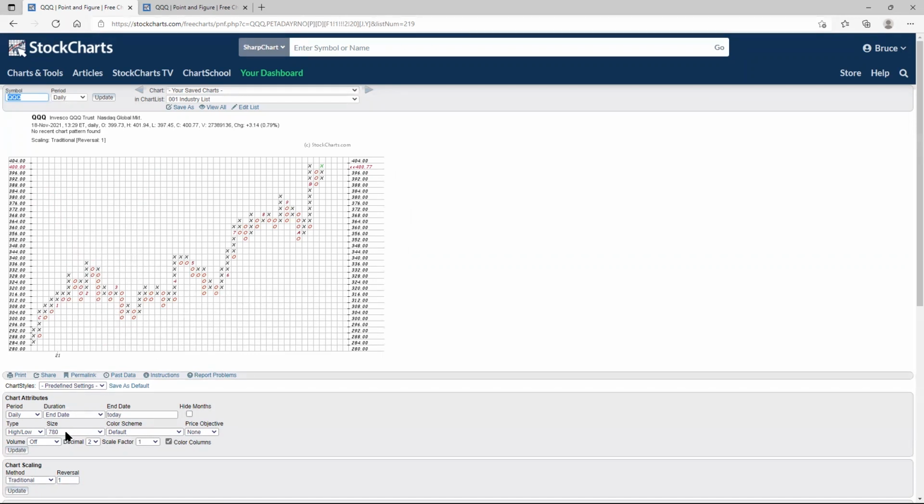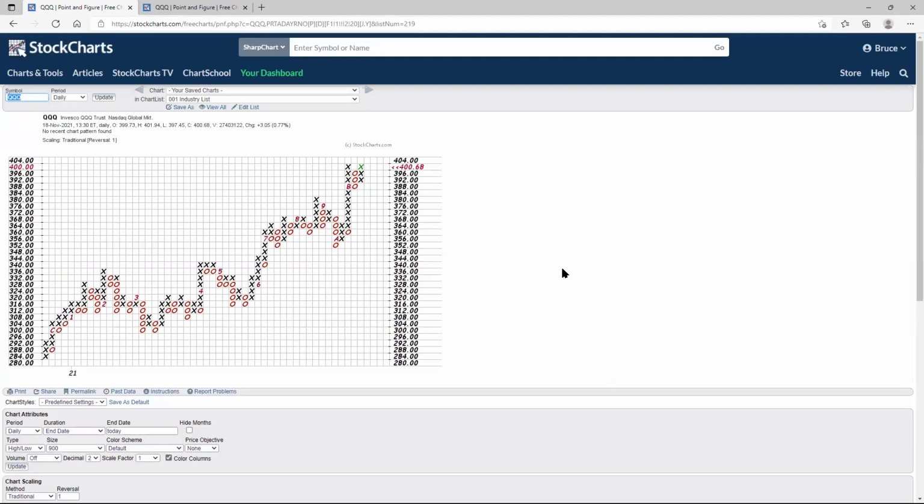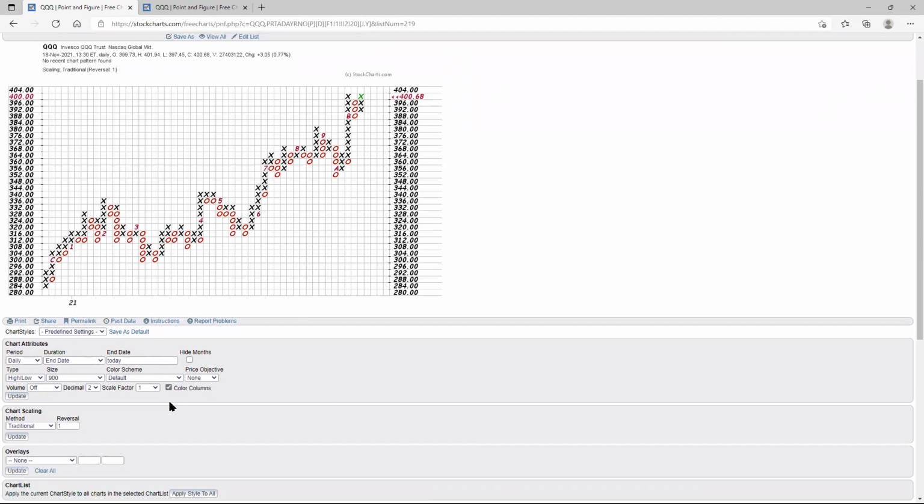Let's make it a little bigger, go from 780, let's take it up to 900 and update it. So a little bigger, bigger X's and O's, really nice. Okay, so now traditional scaling. I like this chart. And also here's another reaccumulation right here. And this is the beginning of 2021 right here. So big reaccumulation from February over to late May, uptrend, another reaccumulation, uptrend, really nice.